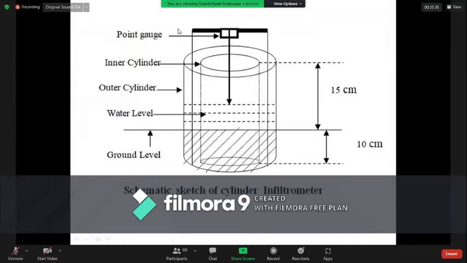Then you need to fix a point gauge. It helps to mark the water level, so at which level you need to pour water inside these two cylinders. That's why this point gauge is fixed. So these are the main parts: inner cylinder, outer cylinder, and the point gauge. And you have to consider this height as well, 15 centimeter above the soil level and 10 centimeter below the soil level.